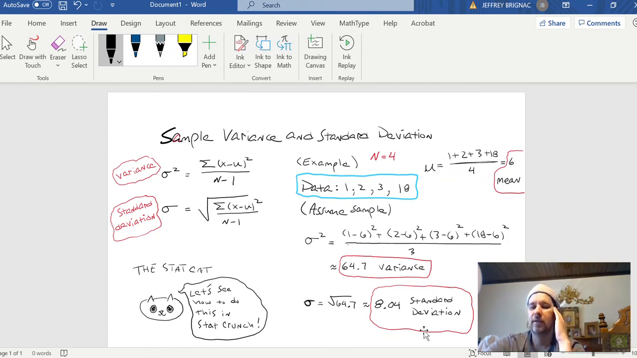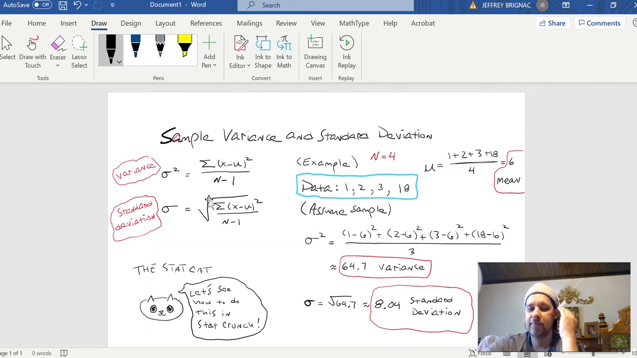Now that's how things are done on paper. These are the formulas and so on. But I wanted to show you how to use StatCrunch because that makes it a lot easier, all right? I want you to know how to read these formulas and know what the symbols are. Sigma is the standard deviation. Sigma squared is the variance. Mu, this letter, is the mean.